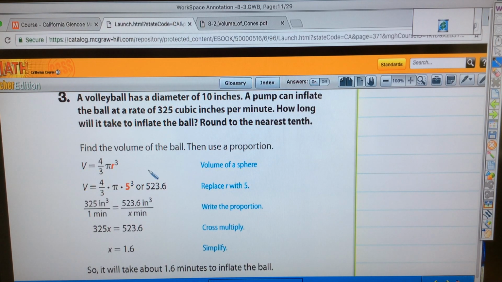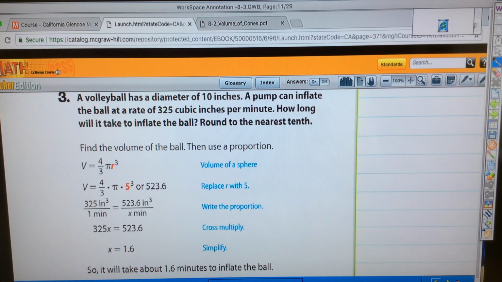So there's going to be a problem kind of similar to this in the homework. A volleyball has a diameter of 10 inches. You're going to cut that in half. You're going to plug in 5 for the radius. A pump can inflate the ball at a rate of 325 cubic inches per minute. So basically what's going to happen is you're going to take your volume and divide it by 325.